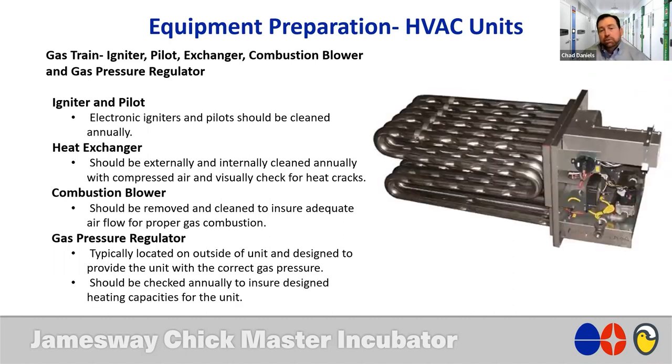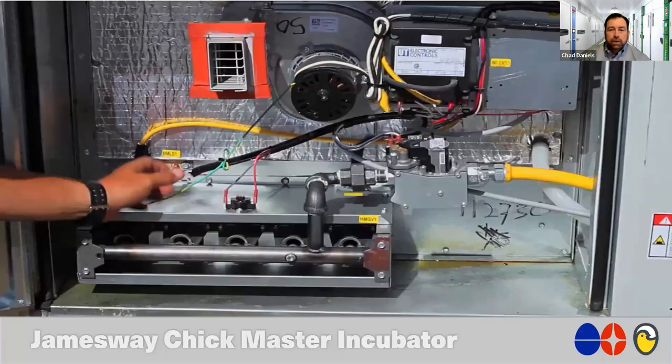And this is an image of a typical, I believe this is an image from an AON unit. It is a stainless steel tube heat exchanger. On the right-hand side of it, you can see the combustion blower and the main gas train. This is a little bit better image. And here I can point out, I hope you can see my mouse on the screen, this is our gas line that comes into the unit.